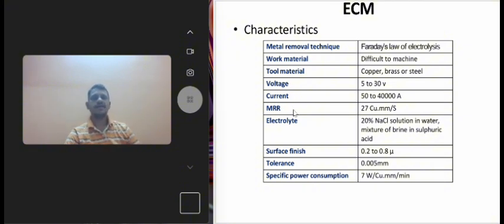millimeter cube per second. Electrolyte: 20% NaCl solution in water, mixture of brine in sulfuric acid. Surface finish: 0.2 to 0.8 microns. Tolerance: 0.005 mm. Specific power consumption: 7 W, that is watts per mm cube per minute.